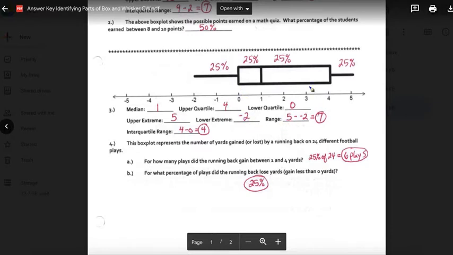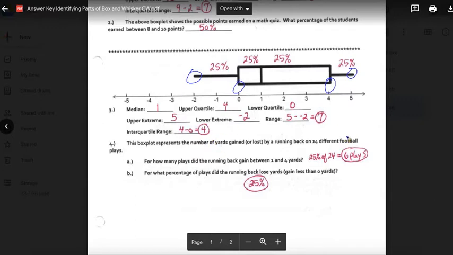And then the range is going to be 5 minus negative 2. That's a little bit tricky, which is actually 7, okay? Not 3. Some of you might have put 3, but think about how many spaces you're going. It takes 5 to get to here and then 2 more, so it's actually 7. The interquartile range is subtract the end of the box minus the beginning, so that's 4 minus 0. Or you could say the upper quartile minus the lower quartile.